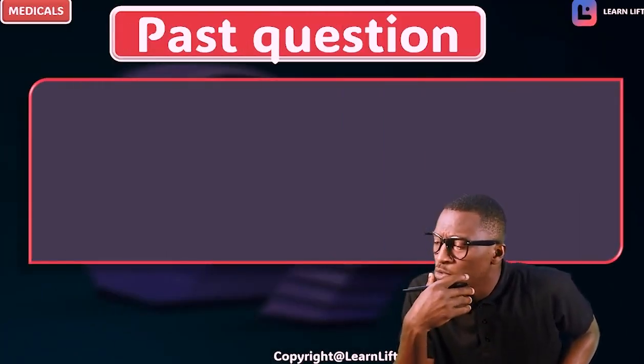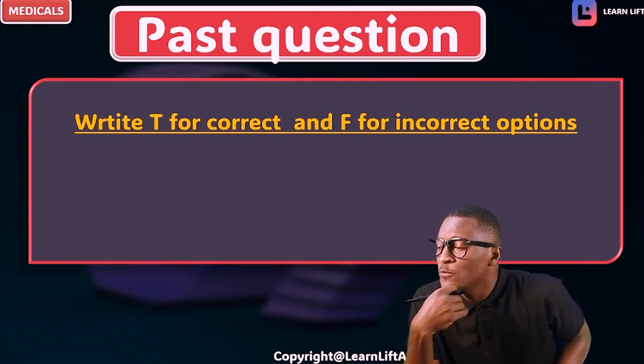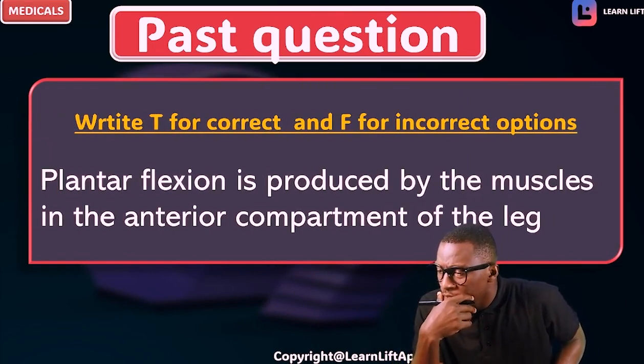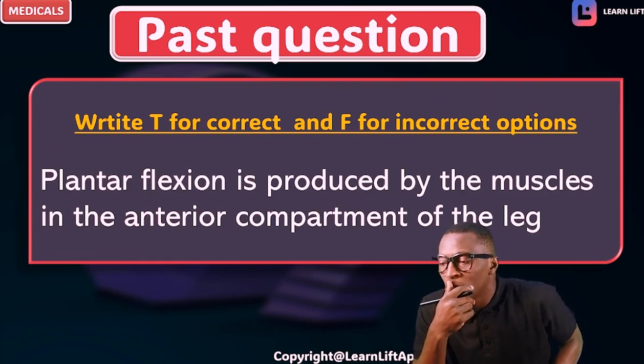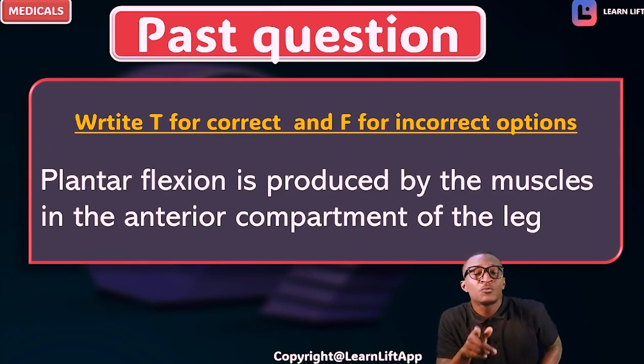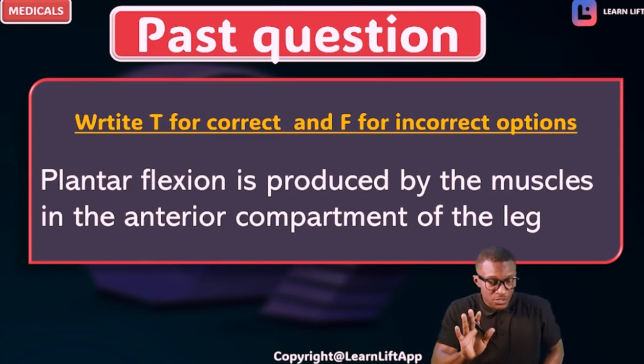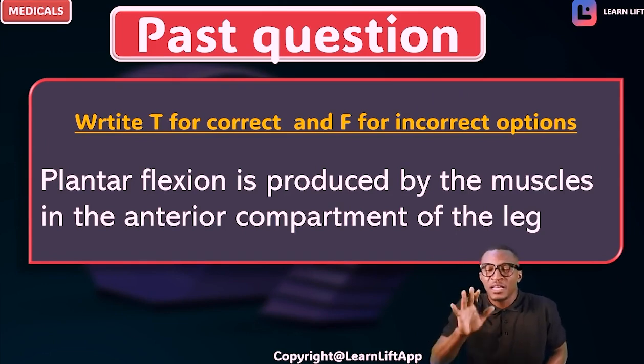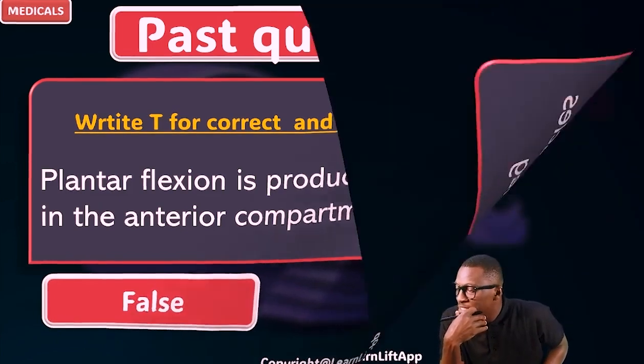Do you understand? Let's take one or two past questions. The past question says, for true or false: plantar flexion is produced by the muscles of the anterior compartment. Does the anterior compartment plantar flex? The anterior compartment helps to dorsiflex, while the posterior compartment and lateral compartment help to plantar flex. This is false. Let's see the next question.